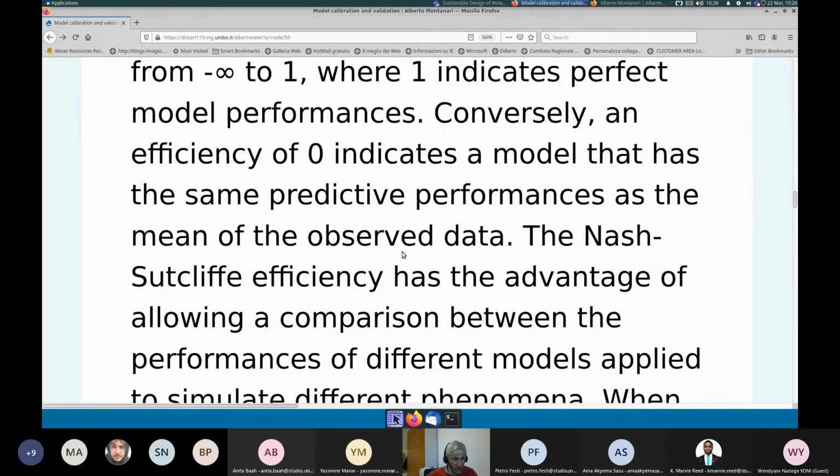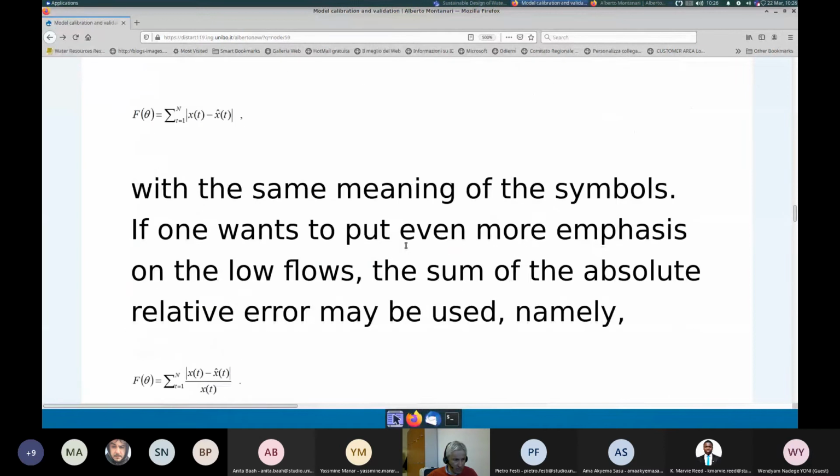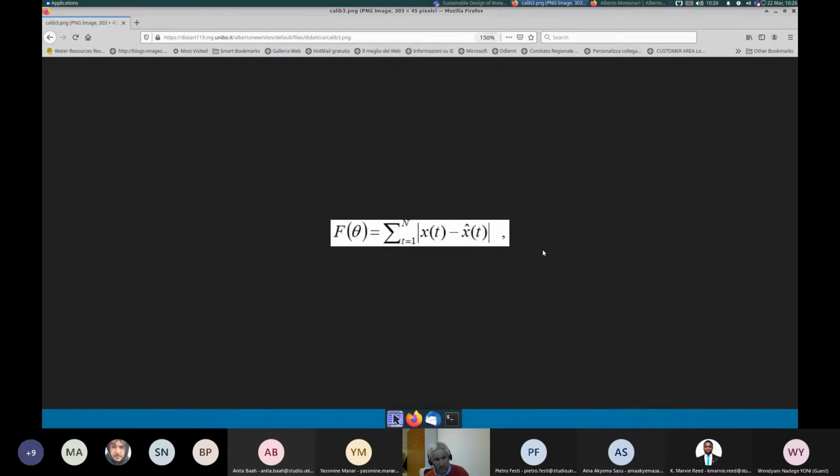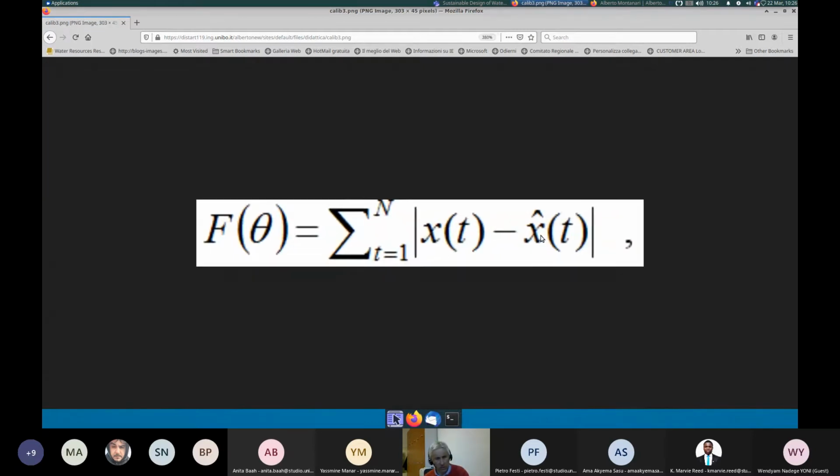And I think these are the only 3 examples. No, there is one more. Yeah, I forgot. Let me give you another example, but before that, let me go back to the sum of absolute errors. We call this objective function sum of absolute errors. Now, what is the advantage of this objective function?